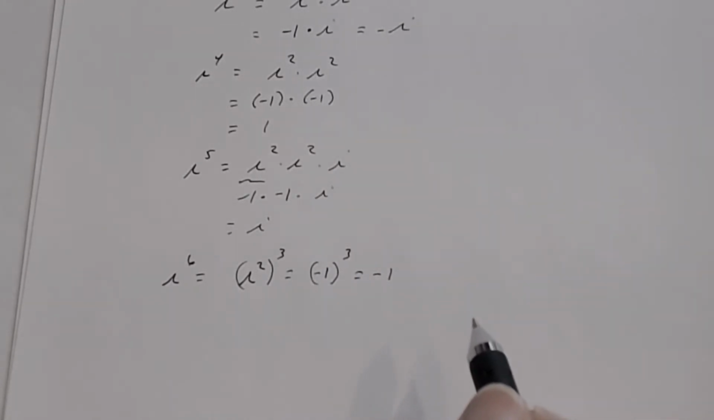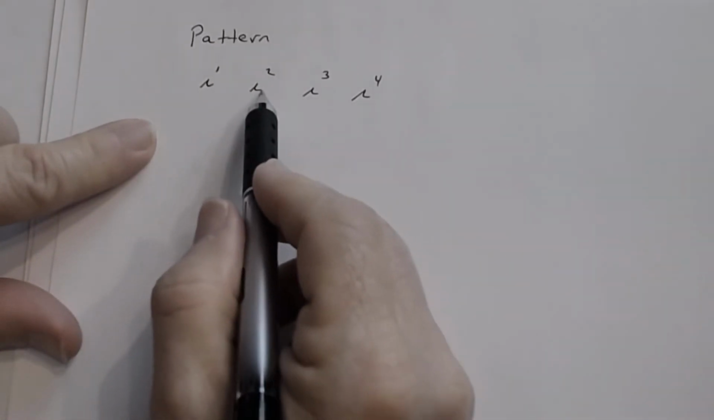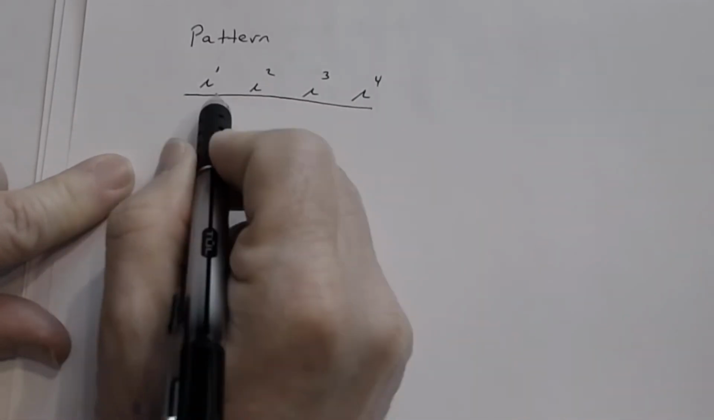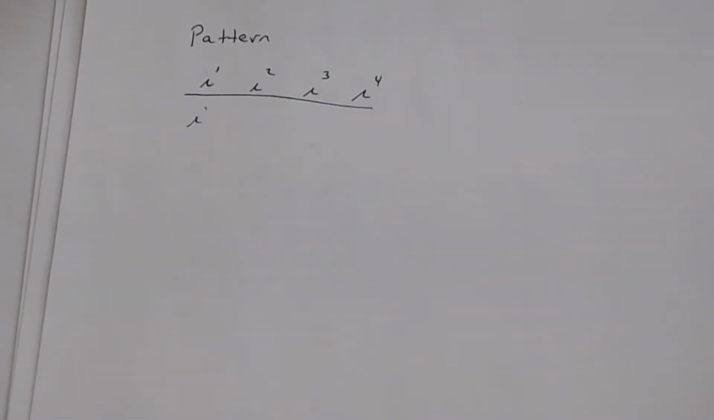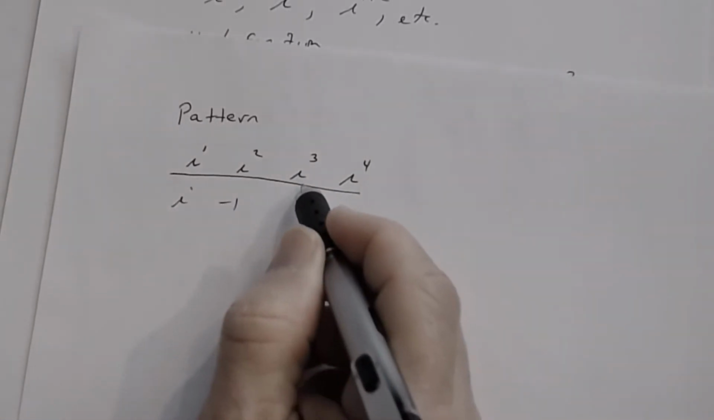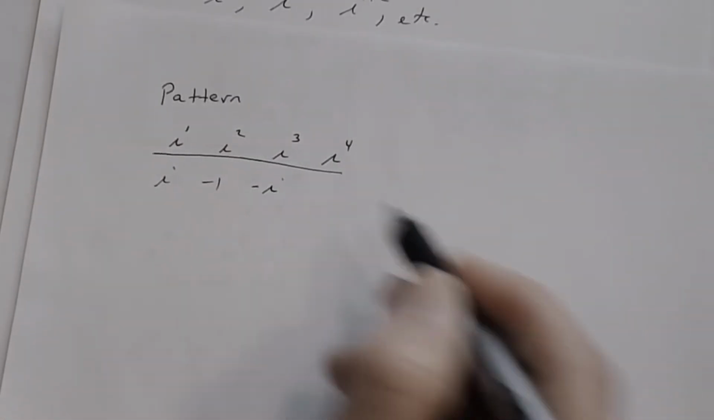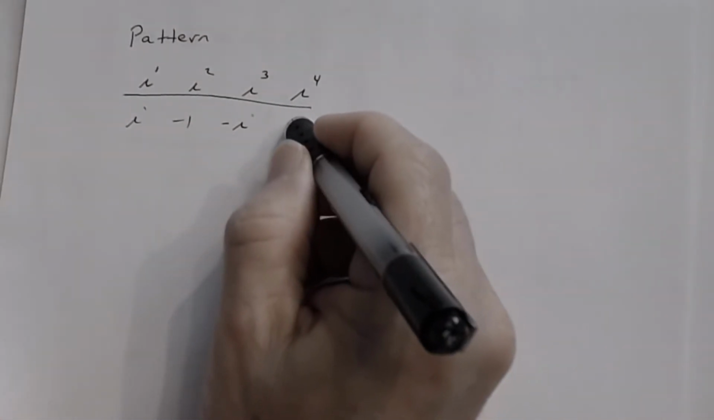And so I want you to notice this pattern. So let's look at this pattern that you may be seeing. So I have i squared, i cubed, i to the fourth. Based on what we just saw, we know that i is i. We know that i squared is negative 1, okay? We know that i to the third power is negative i. We know i to the fourth is 1.